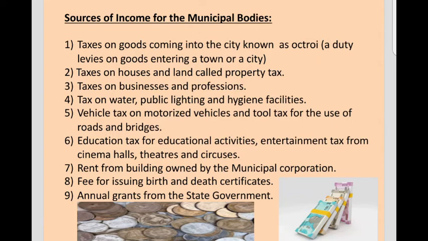Children, I think you already know the meaning of the word tax. Tax is nothing but some amount of money collected from the people for providing them with some facilities. That's called a tax. Now let's see what are the different types of taxes being collected by the municipal bodies, children. So the first one here is taxes on goods coming into the city, known as octroi. Octroi means tax collected on goods entering into town and city. Now taxes on houses and land called property tax. Yeah, you're all familiar. Your parents would pay this house tax, land tax.